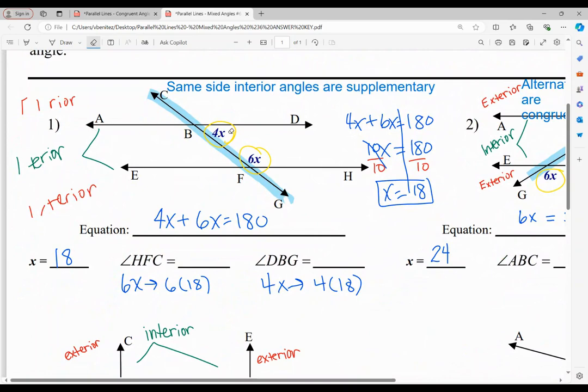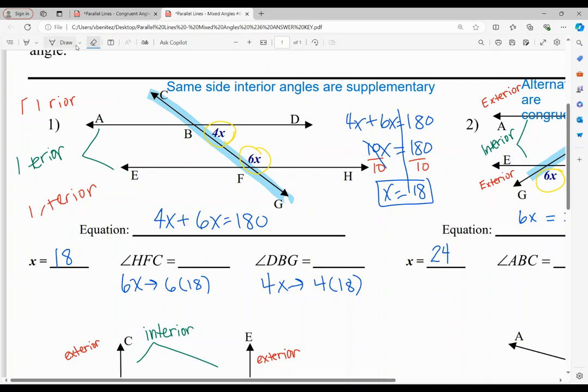So here we have two parallel lines. Here's the interior angles. This is the exterior. We have this transversal right here. And you should notice that the two identified angles, 4x and 6x, are on the same side of the transversal inside the parallel lines, making them same side interior angles. Same side interior angles are supplementary.